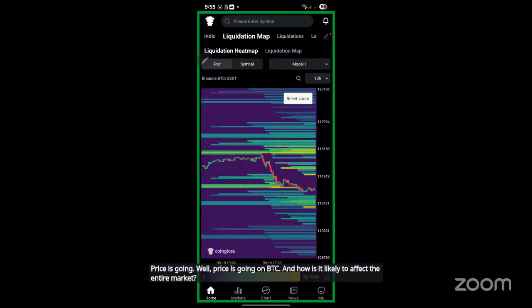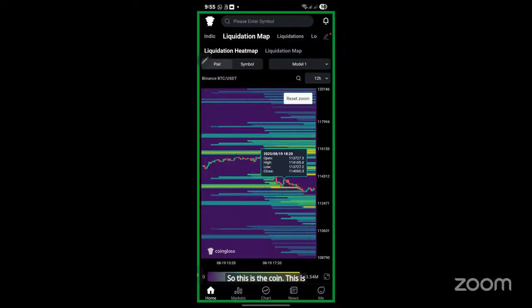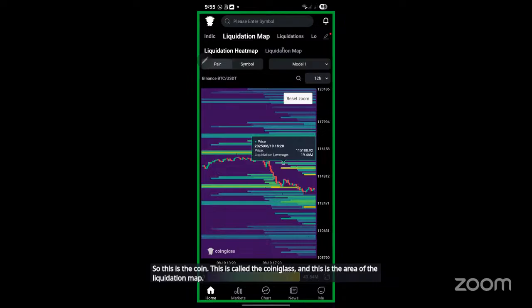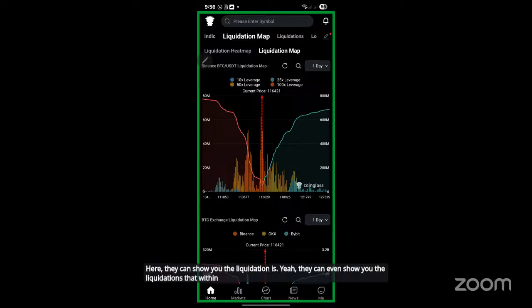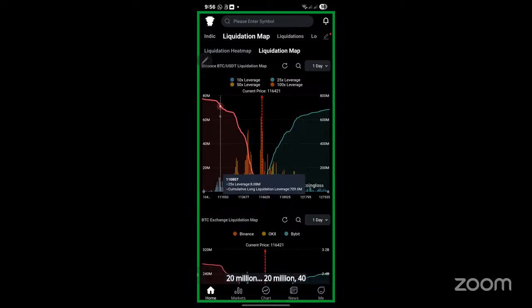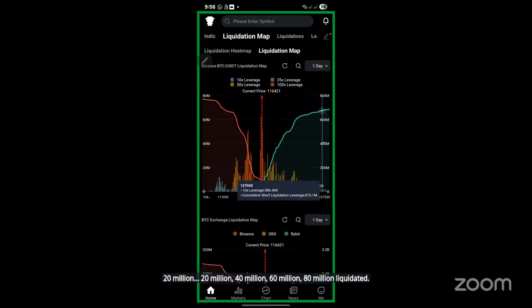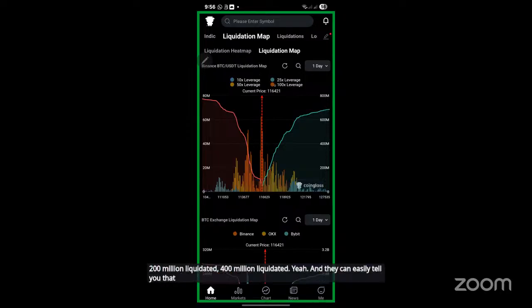This is called the Coinglass, and this is the area of the liquidation map. Here they can show you the liquidations, even within one day. They will always give you a map showing 20 million, 40 million, 60 million, 80 million liquidated, 200 million liquidated, 400 million liquidated.